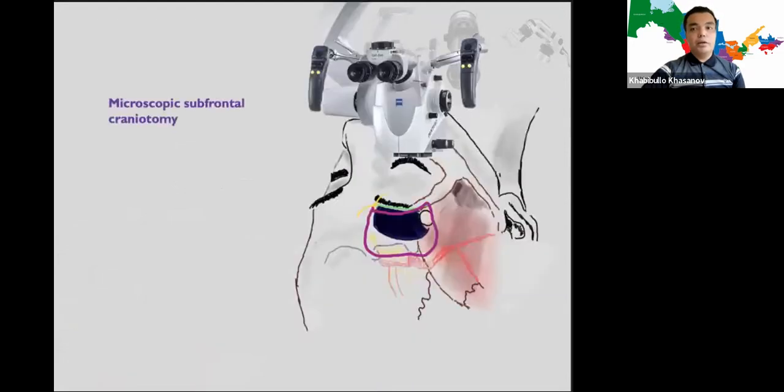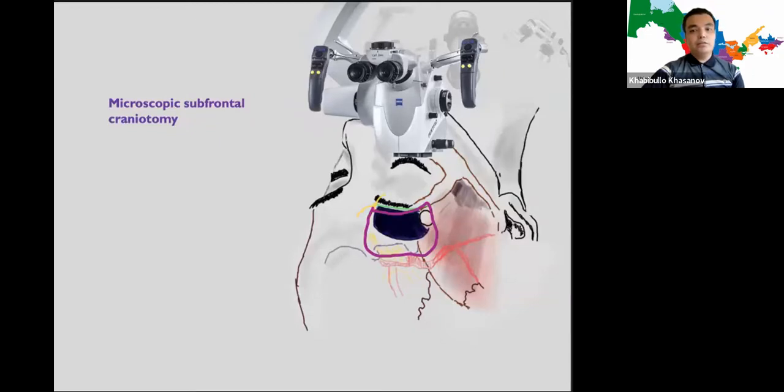So among the transcranial approaches, the most famous one is the supraorbital microscopic subfrontal craniotomy. The subfrontal craniotomy can be used for various anterior and middle cranial fossa tumors and especially tumors of sellar lesions. In this approach, we need to use retraction of the frontal lobe, which may cause injury to brain parenchyma, resulting in postoperative seizures, for example.